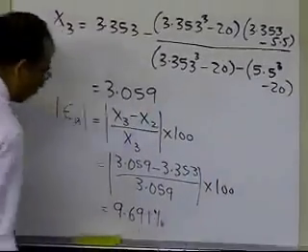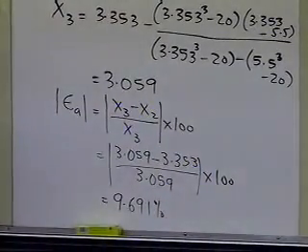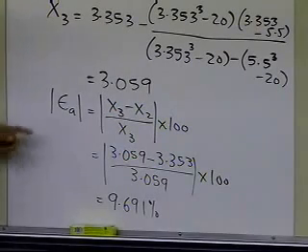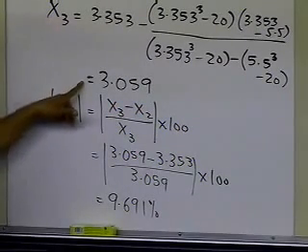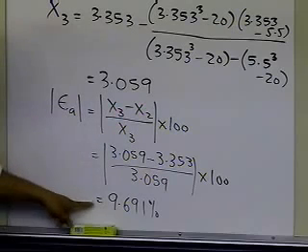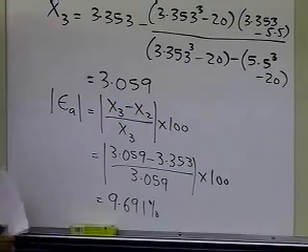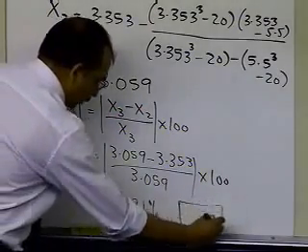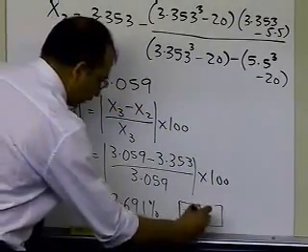9.691%. So at the end of the second iteration, as required by the problem statement, the estimate of the root of the equation x cubed minus 20 is 3.059, and the absolute relative approximate error is 9.691% at the end of the second iteration. And that's the end of this example of this segment.